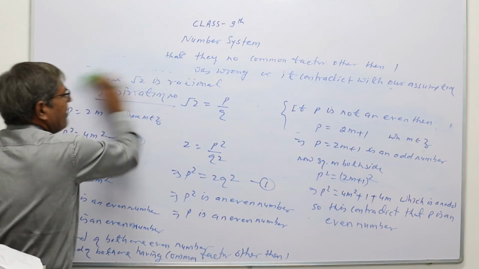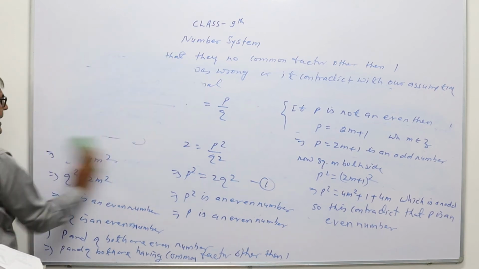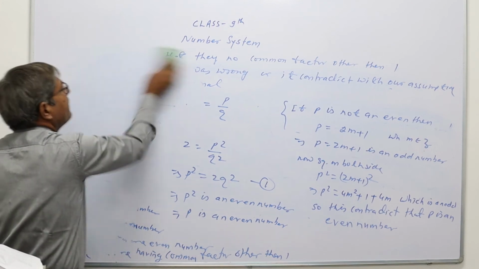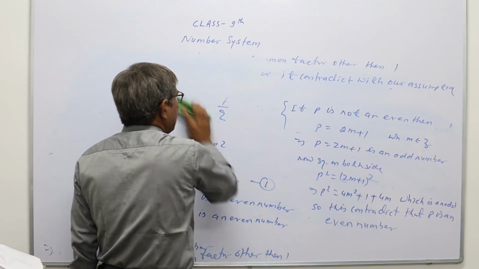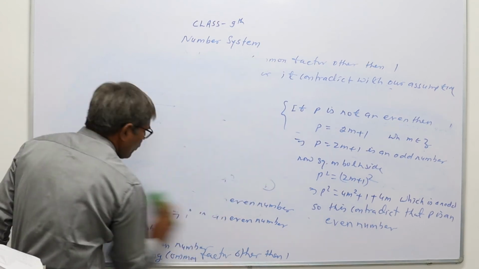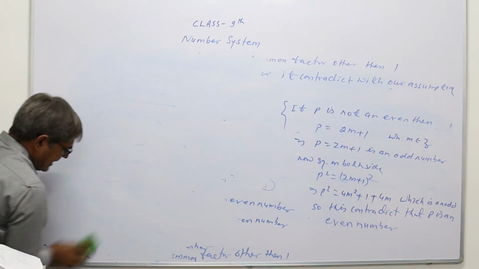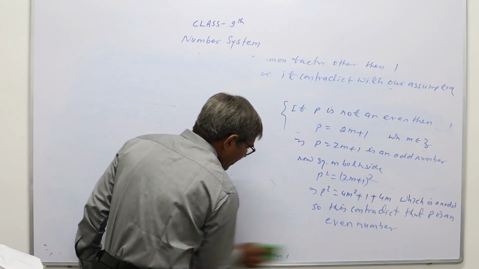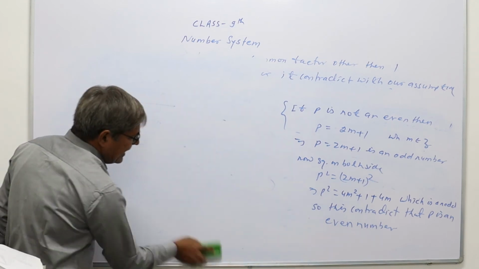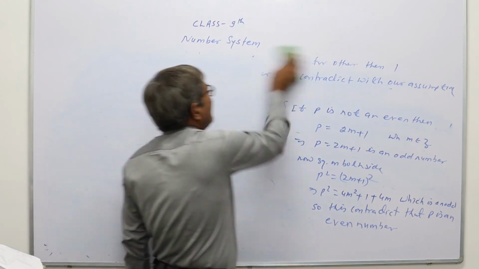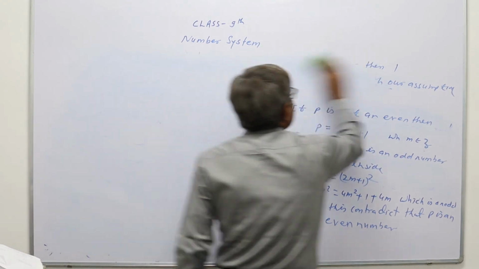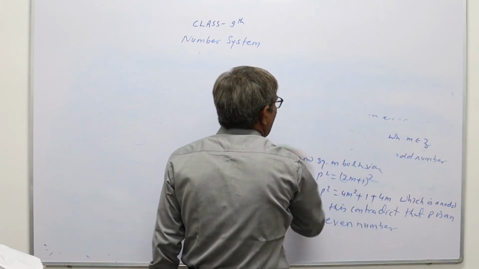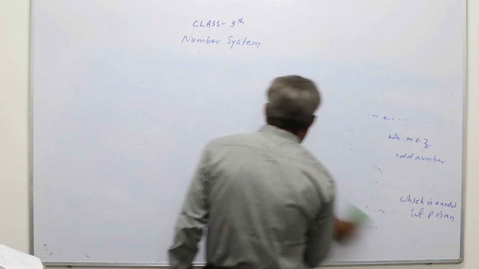Now, one more example we will take. Prove that root 3 is an irrational number. To prove that root 3 is irrational by the method of contradiction, first of all, we will consider that root 3 is rational. If root 3 is rational, then it has only one common factor, that is 1.